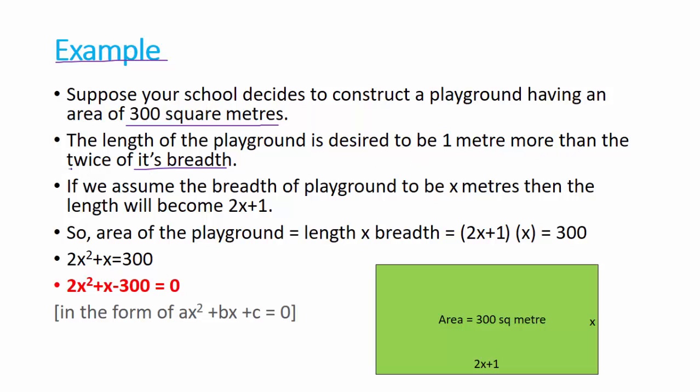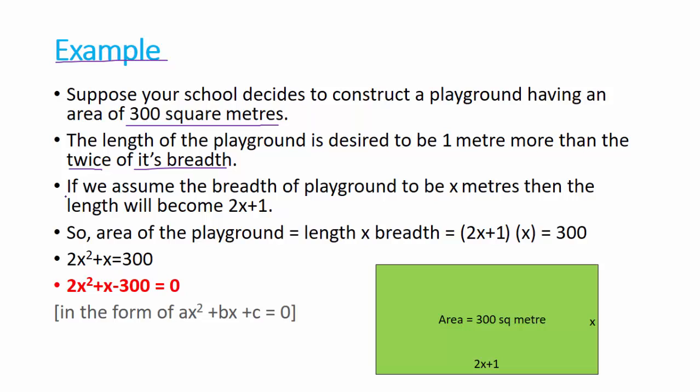Whatever the breadth of the playground will be, the length will be 1 meter more than twice its breadth. So we don't know the value of length and breadth of this playground, but we know a specific relationship between length and breadth, and on the basis of that we have to find out the value of length and breadth. And we also know the area of the playground. Area of the playground is fixed, that is 300 square meters.